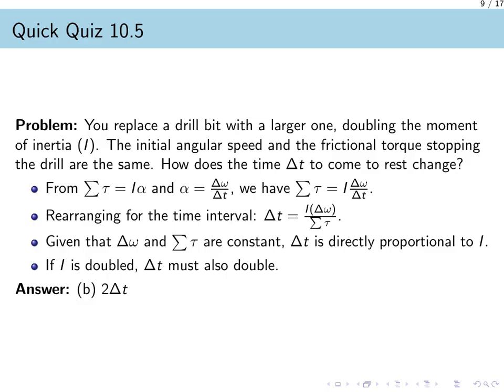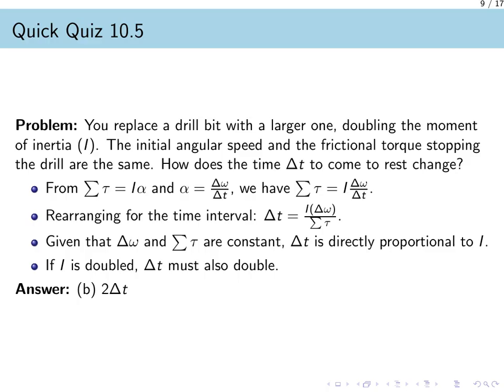We begin with the rotational version of Newton's second law. The net torque, tau, equals the moment of inertia, I, times the angular acceleration, alpha. We also know that angular acceleration is the change in angular speed, delta omega, divided by the time interval, delta t. By substituting for alpha, we find that tau equals I times the quantity delta omega over delta t. To find the stopping time, we can algebraically rearrange this equation.